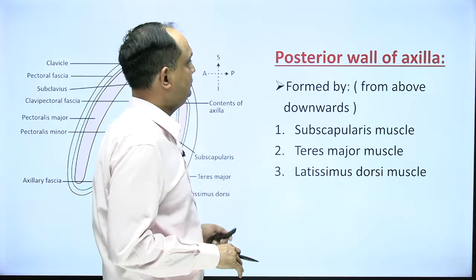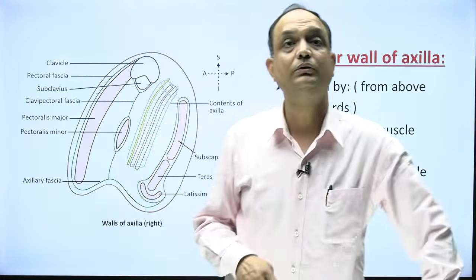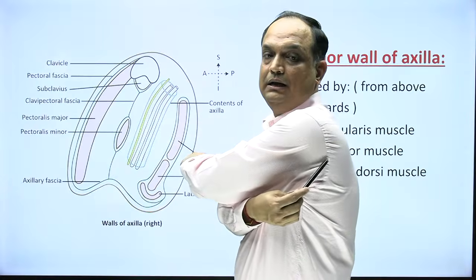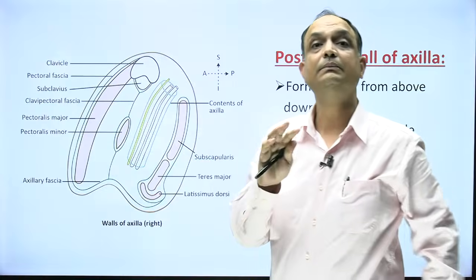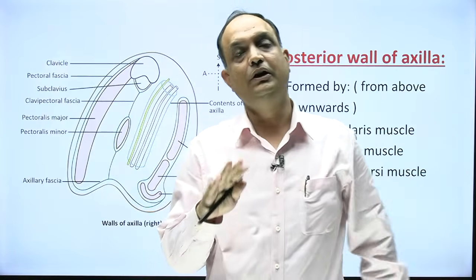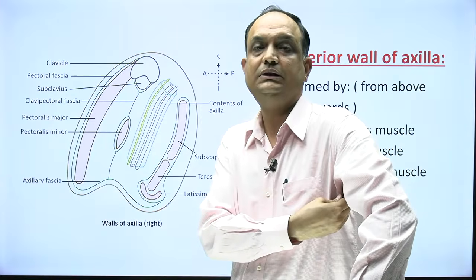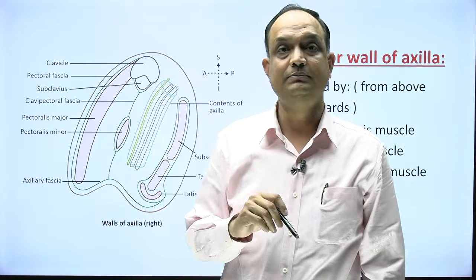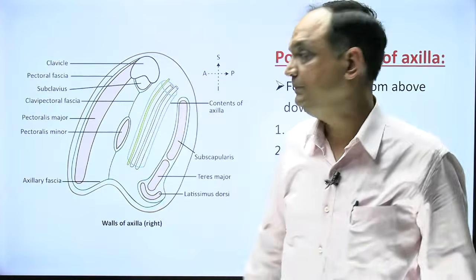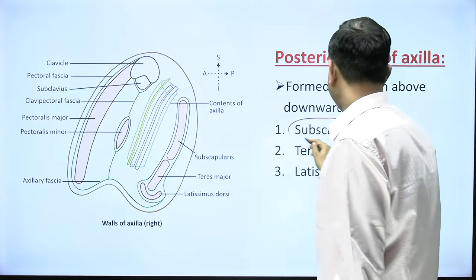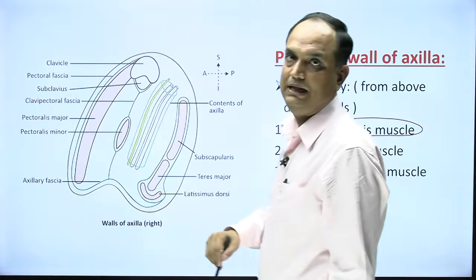Then what about the posterior fold? Now here, when you are talking about the posterior fold of the axilla, students, there are three muscles. Two muscles we have already discussed. In the lowermost part you will have latissimus dorsi. Above that you will have teres major. But above the teres major you have one very important muscle known as subscapularis.